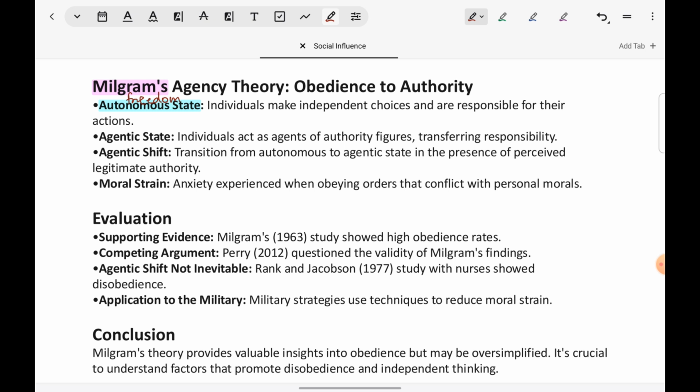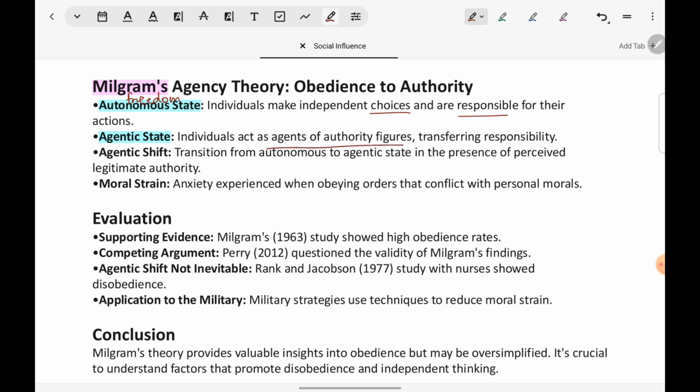And if this is the case, that a person is performing as per his choices and he is taking responsibility for his actions, then we would say that the individual is in an autonomous state. However, there is another state that individuals can operate in. That is known as the agentic state. This is something we don't realize. People sometimes act as agents of others, specifically of authority figures.